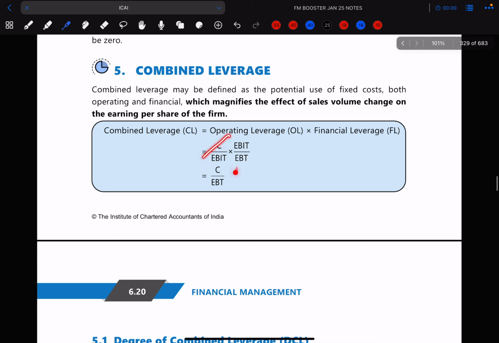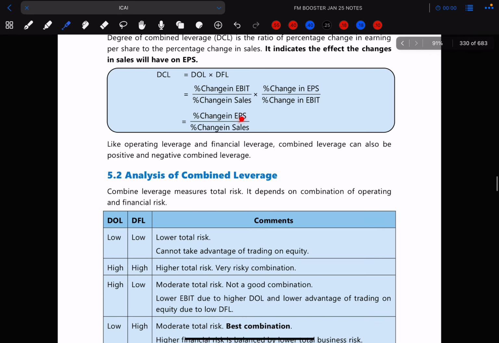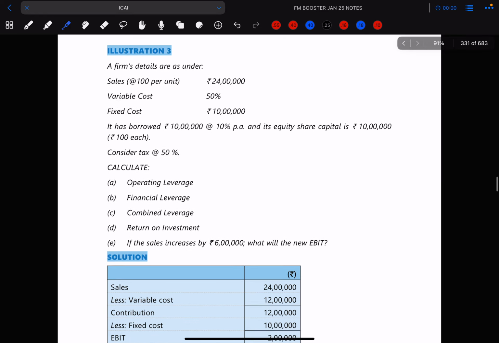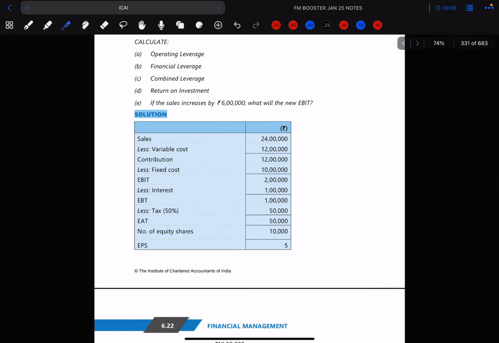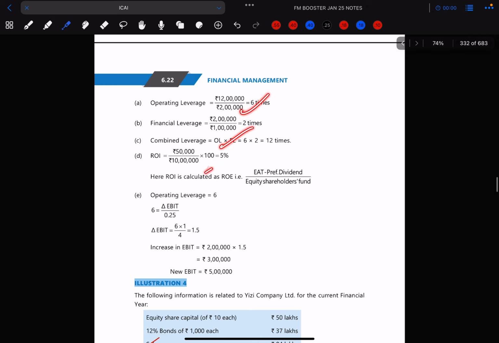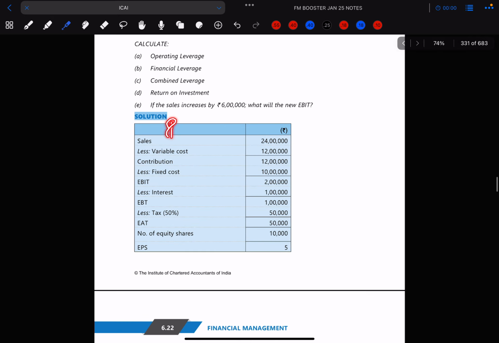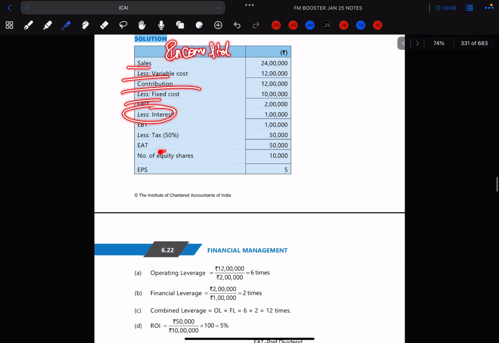Combined leverage, after your contribution, EBIT and EBIT get cut, that is by EBIT. Done. This one also, EPS divided by sales. Okay, there is this one question, this big one. You have done this 100 times, bro, literally 100 times, so you don't need to worry about this. When there is an increase, you just have to put the formula and do it. First do the income statement, and then just decrease the fixed cost, EBIT, interest, tax and all.